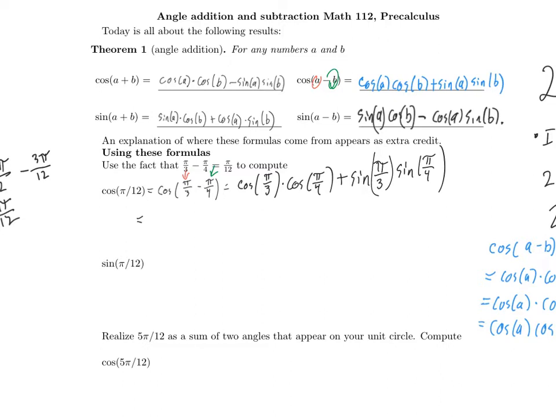The cosine of pi over 3 is 1/2 times the cosine of pi over 4, which is root 2 over 2, plus the sine of pi over 3, which is root 3 over 2, times the sine of pi over 4, which is the square root of 2 over 2. So you wind up with the square root of 2 plus the square root of 6, all over 4. Neat. So that means you can make new computations given old computations.